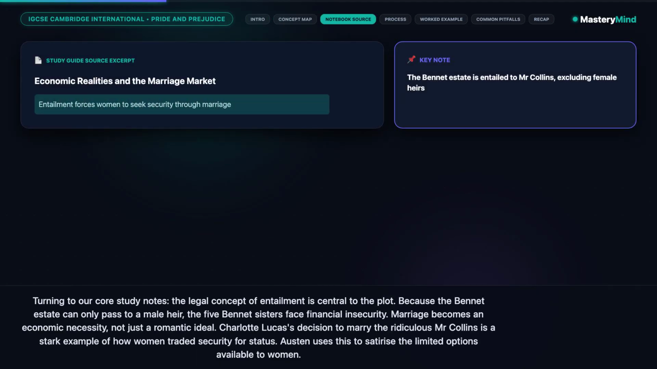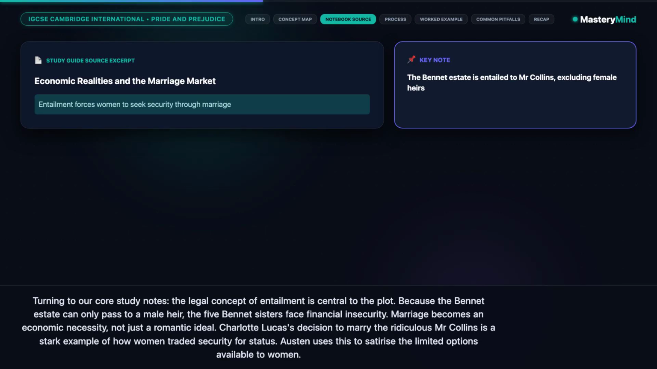Turning to our core study notes, the legal concept of entailment is central to the plot. Because the Bennet estate can only pass to a male heir, the 5 Bennet sisters face financial insecurity. Marriage becomes an economic necessity, not just a romantic ideal. Charlotte Lucas's decision to marry the ridiculous Mr. Collins is a stark example of how women traded security for status. Austen uses this to satirize the limited options available to women.